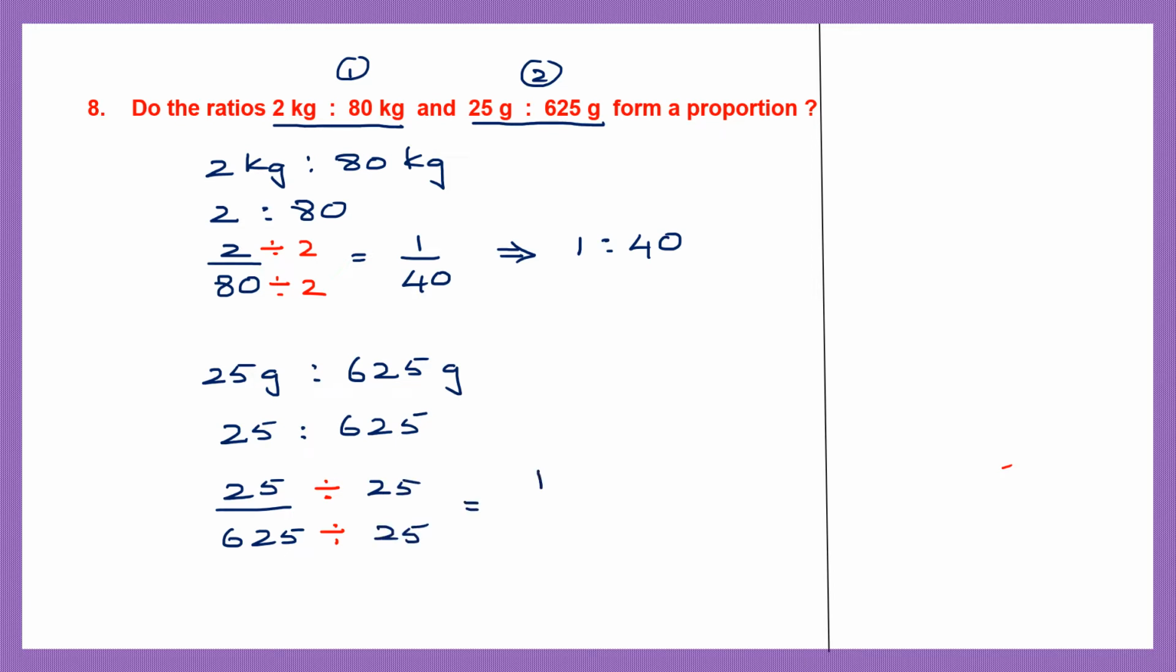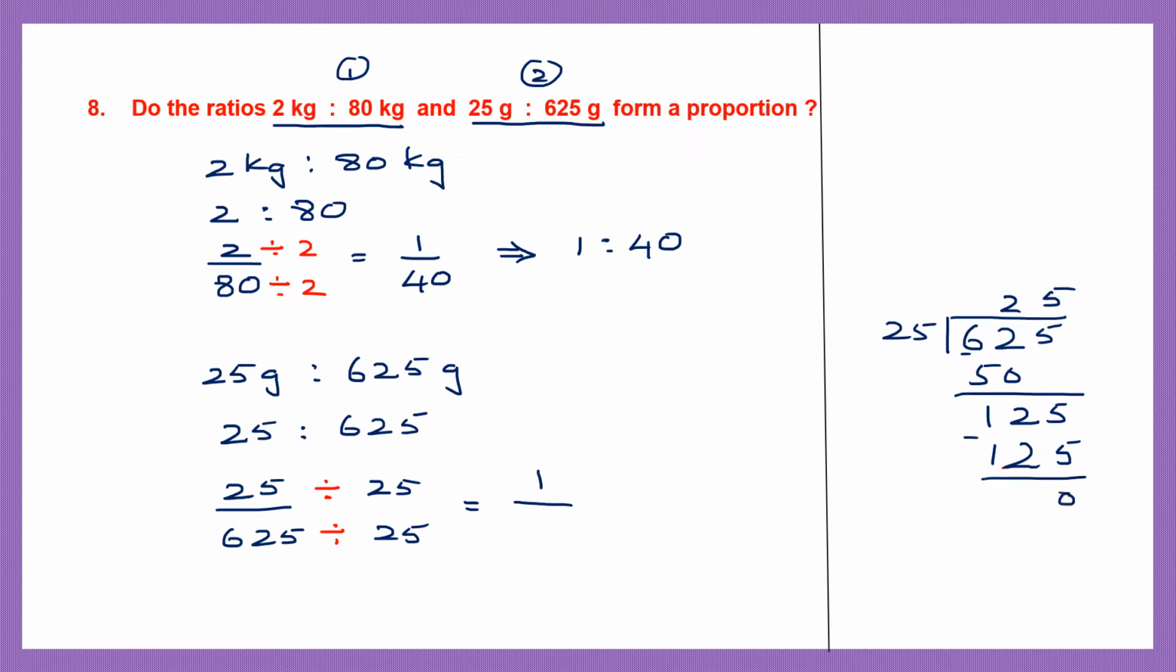25 into 1 is 25, so numerator is 1. Now denominator, let's divide 625 by 25 and see what we get. 25 twos are 50. So minus, 2, 1, I bring down 5, I have 125. 25 fives are 125. So minus, I get the zeros. So now my answer here is 25. Now if I make this a ratio, I get 1:25.